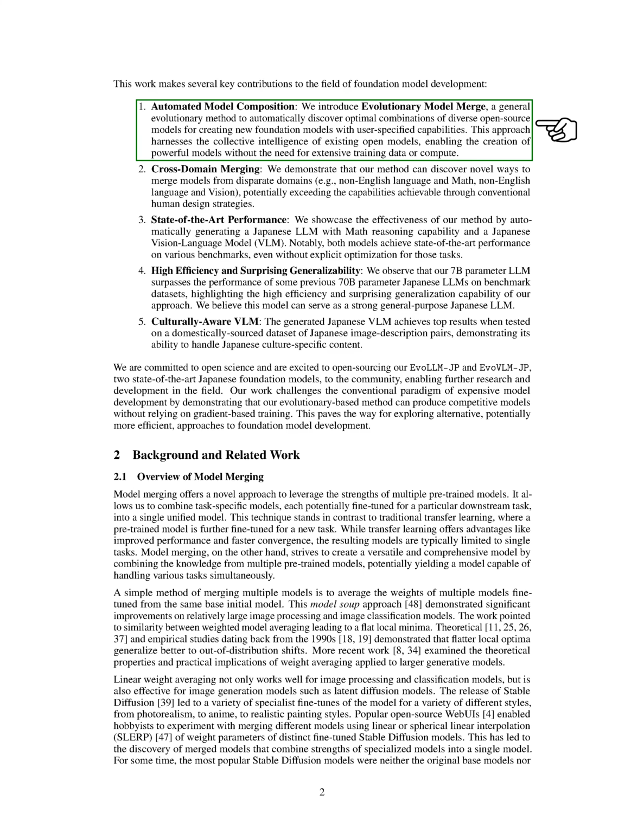We introduce evolutionary model merge, a general evolutionary method that automatically discovers optimal combinations of diverse open-source models to create new foundation models with specific capabilities. This approach taps into the collective intelligence of existing open models, enabling the creation of powerful models without the need for extensive training data or computational resources. We also demonstrate that our method can merge models from different domains, surpassing the capabilities achievable through traditional human design strategies.